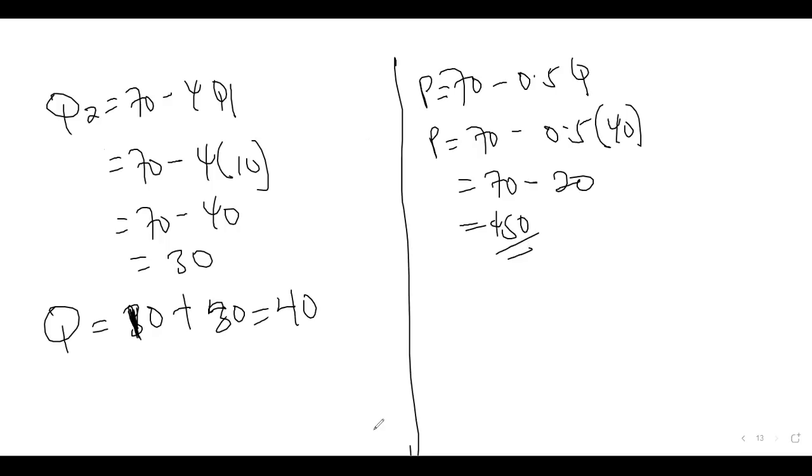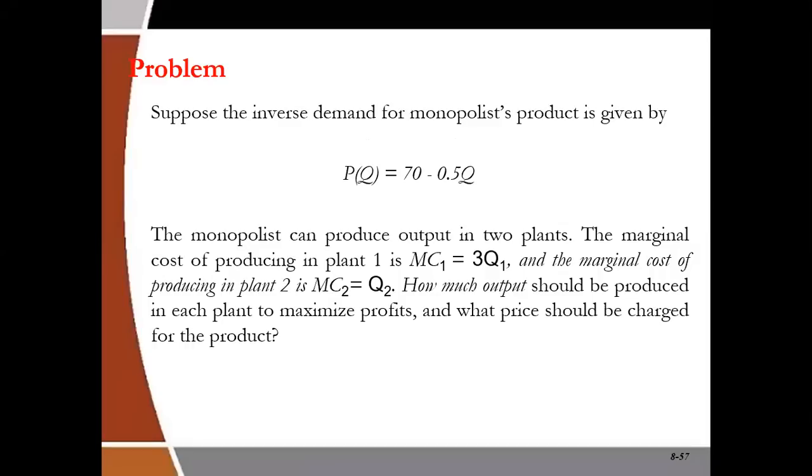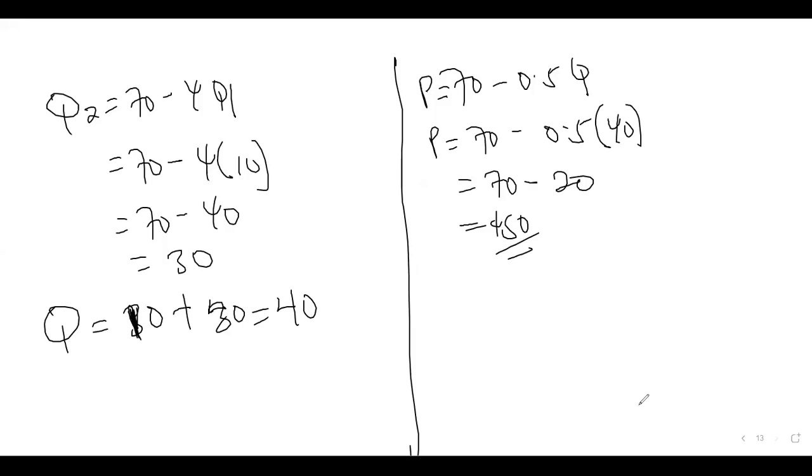All right. So that is how we solve for multiple plant decisions. So how much output should be sold? The output that should be sold to maximize profit is that we should sell a total output of 40, where 10 will come from plant 1 and 30 will come from plant 2. And what price should be charged? The price that must be charged is 50 cedis. All right. And all these things are in the calculations I have done.